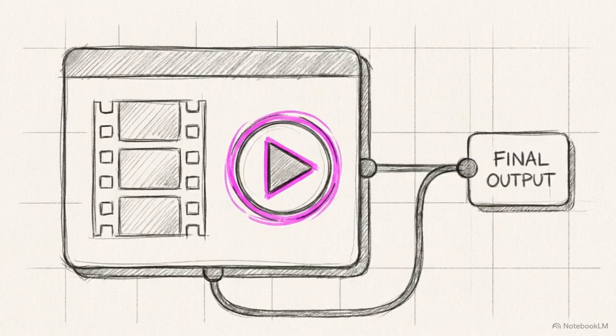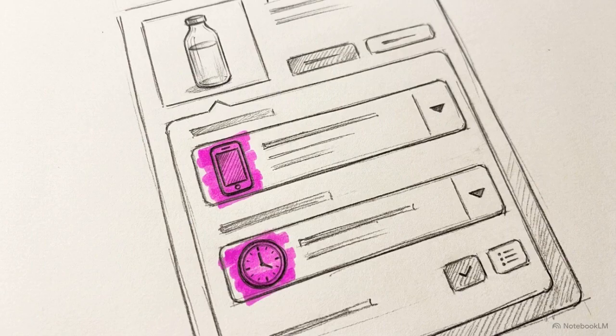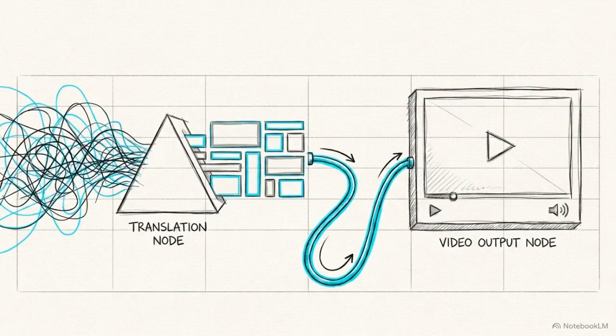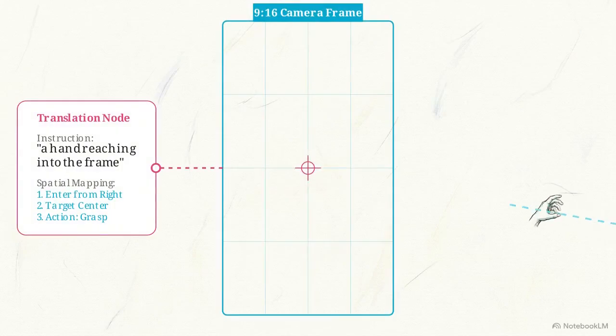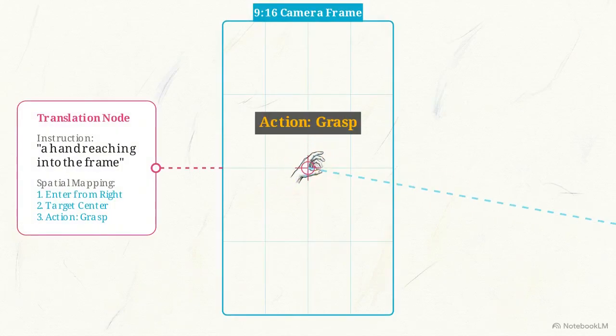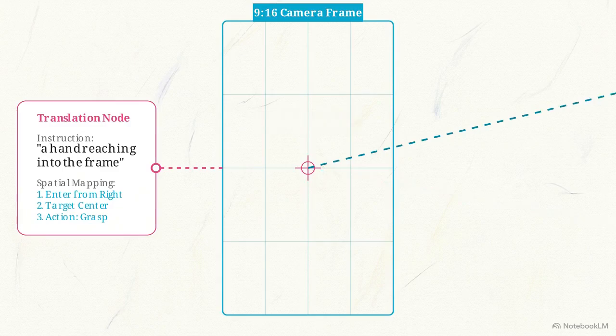To move from a static image to a commercial, we add a video generation node. We set the aspect ratio, choose a 5-second duration, and use our perfected image as the foundational first frame. We then add a secondary Gemini node to translate the action instructions, like a hand reaching into the frame, so the video model understands exactly how the scene should move.